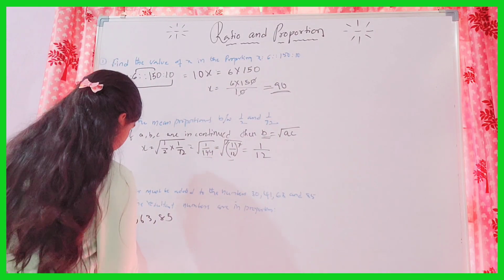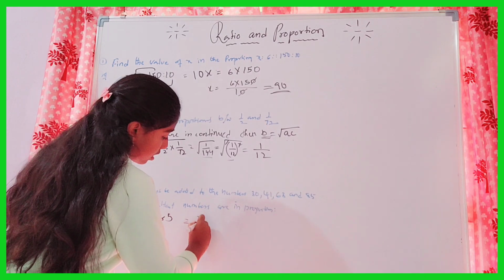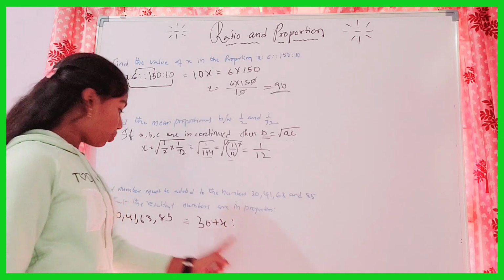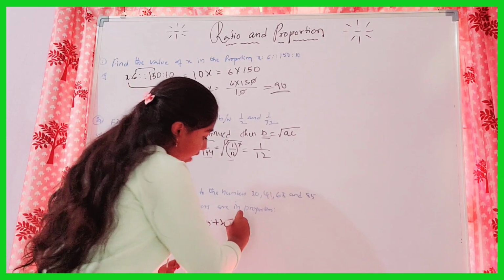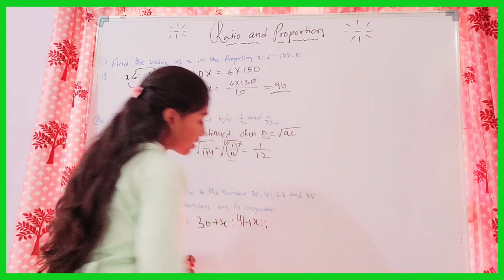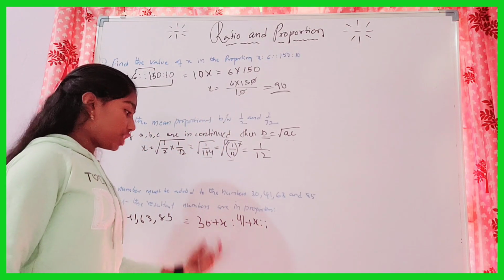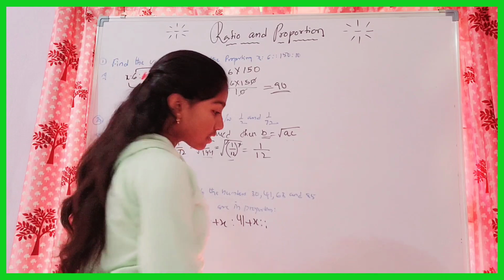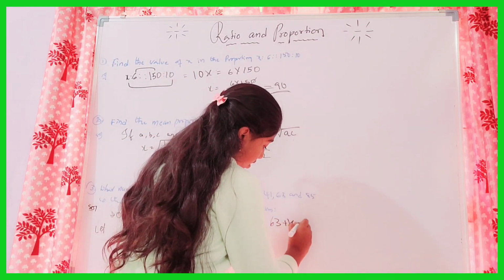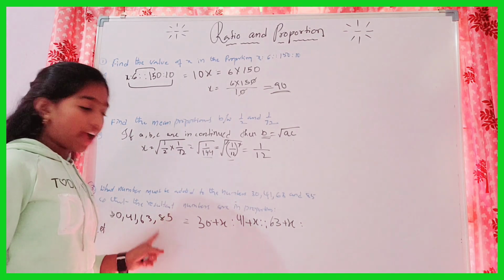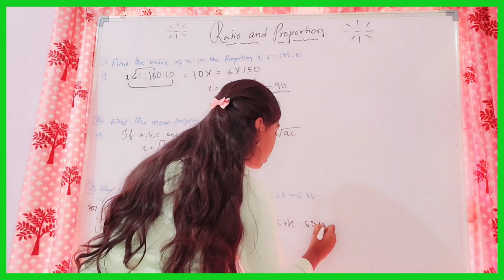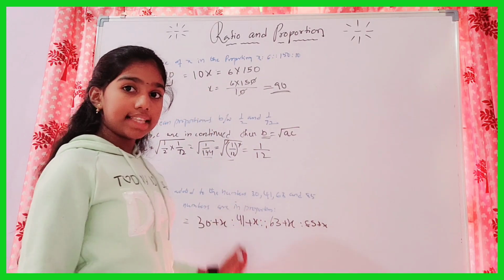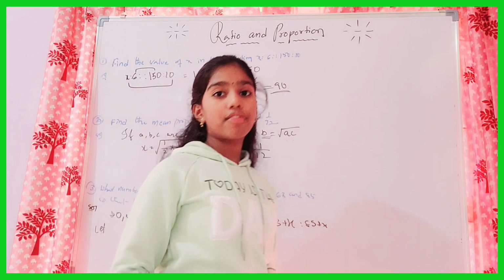30 plus x is to 41 plus x. So this is proportional. These two are in ratio, and this is as. Next is 63 plus x is to what? 85 plus x. That is, 30 plus x is to 41 plus x as 63 plus x is to 85 plus x.